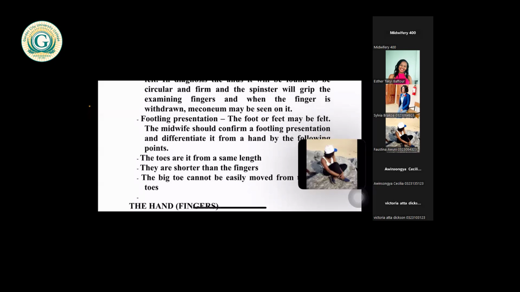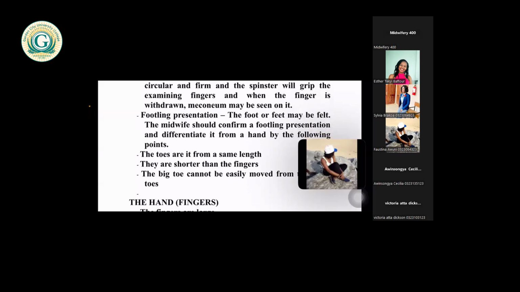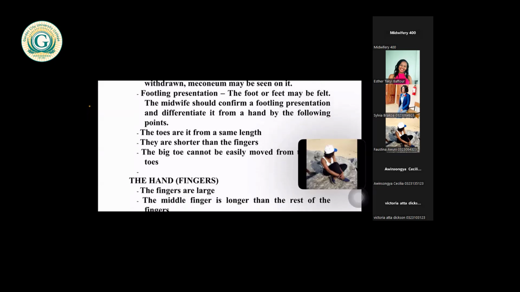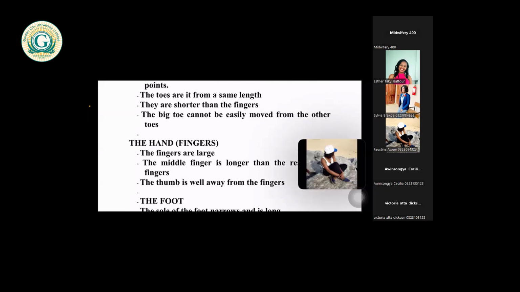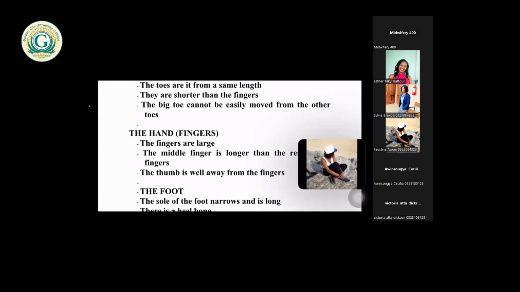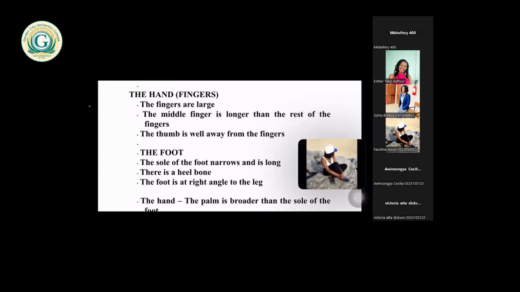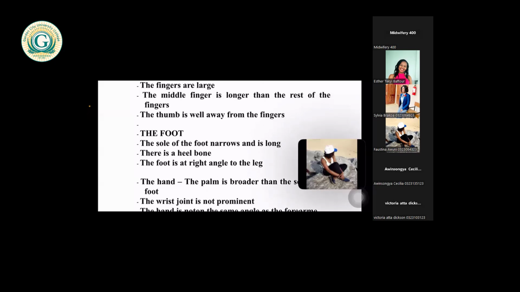Footling presentation. The foot or feet may be felt. The midwife should confirm a footling presentation and differentiate it from a hand by the following points. The toes are of the same length. They are shorter than the fingers. The big toe cannot be easily moved away from the other toes, unlike the thumb and fingers of the hand. The fingers are long. The middle finger is longer than the rest of the fingers. The thumb is well away from the fingers.